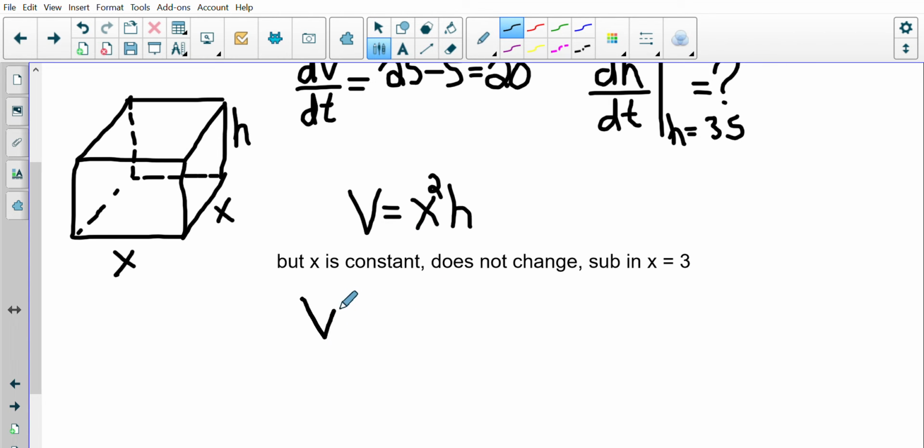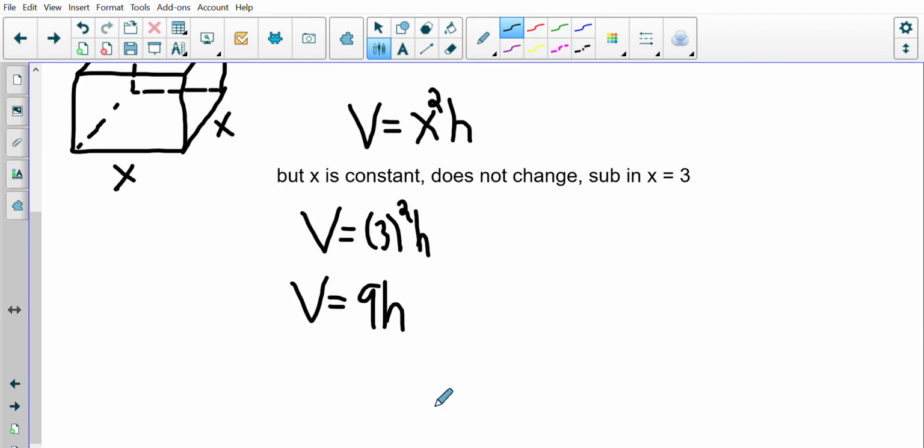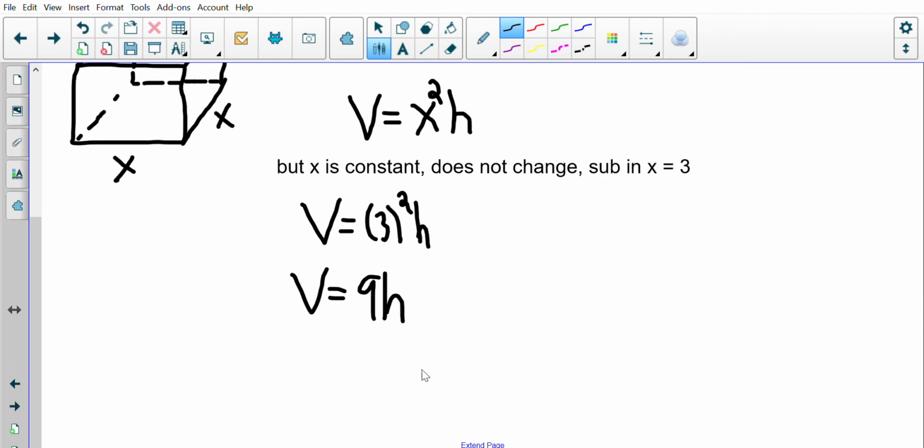And so I'm going to have V equals, well, I guess we'll go with 3 squared times H. And so our volume is just going to equal 9 times H. All right, so now I can take the derivative of both sides with respect to t. So the derivative of the volume is the rate of change of the volume with respect to time. And on this side, well, again, 9's a constant, and then take the derivative of h with respect to t. Well, that's just dh/dt.